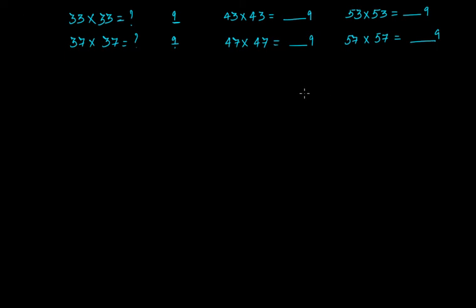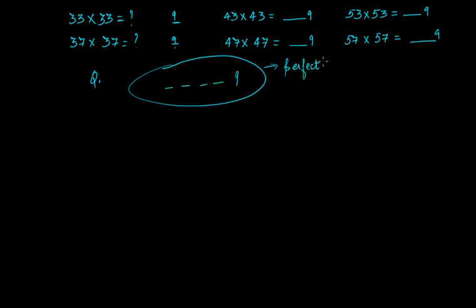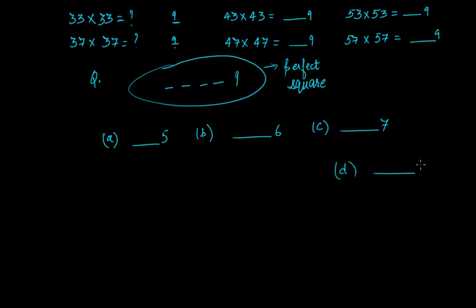Another importance of this property: suppose in an objective type question you have a perfect square and it's given that this perfect square ends with 9. This is the perfect square that's given to us. And the four options are a number ending with 5, a number ending with 6, a number ending with 7, and the D option is a number ending with 3.